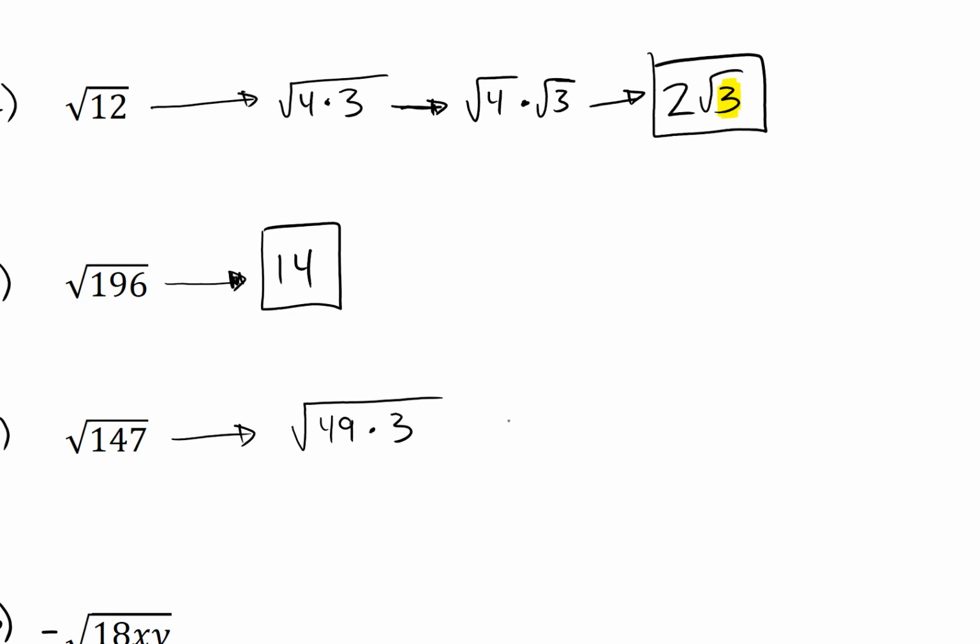Now, I can break this up into two radicals because these are factors, not terms. So I can rewrite this as root 49 times the square root of 3. And root 49 is just the number 7. So what I have here is 7 times the square root of 3.